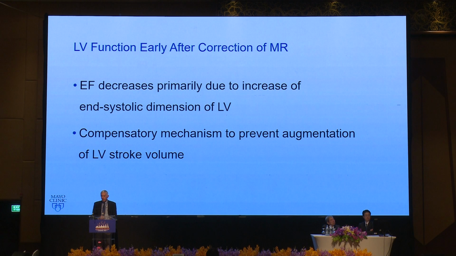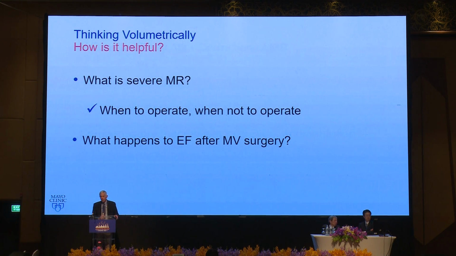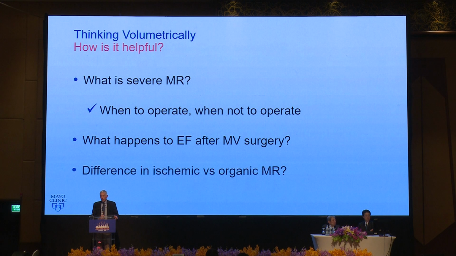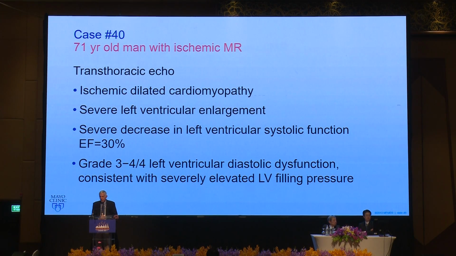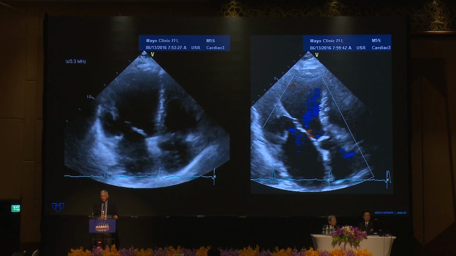We think that the ejection fraction decreases primarily due to an increase in end-systolic dimension, and that that's a compensatory mechanism to prevent augmentation of stroke volume. So we know what happens after correction of regurgitation. What's the difference? This also helps you understand ischemic mitral regurgitation. And here's another case. So this is a patient with dilated ischemic cardiomyopathy, ejection fraction 30%.